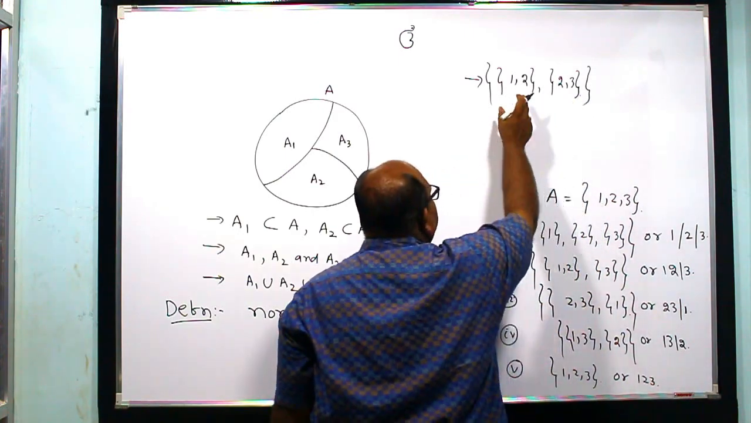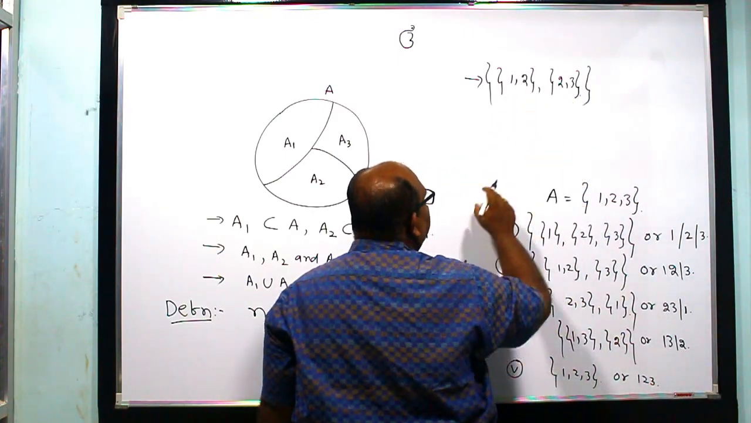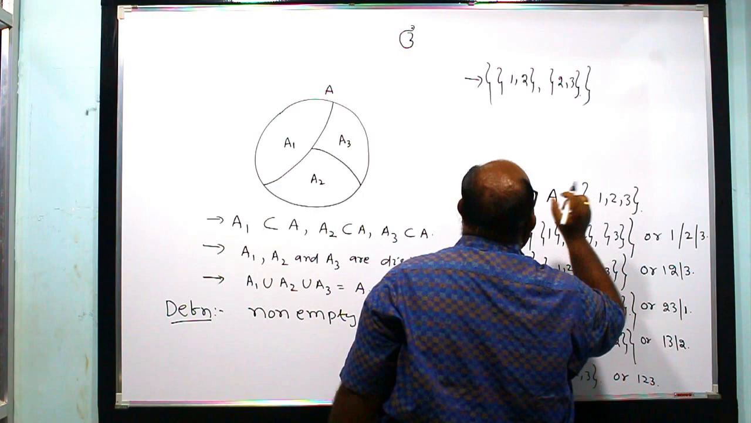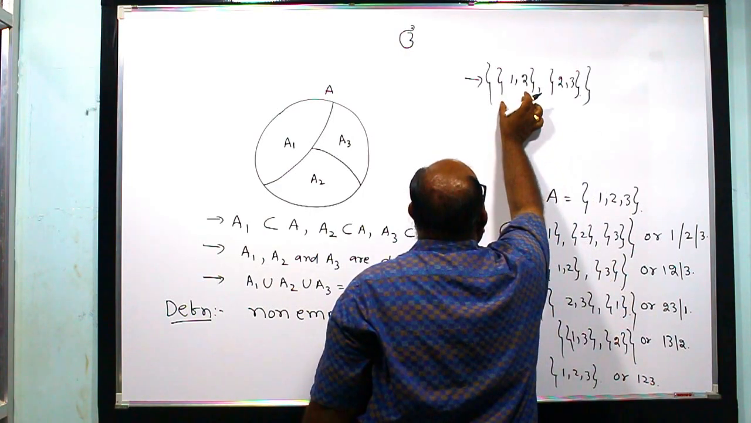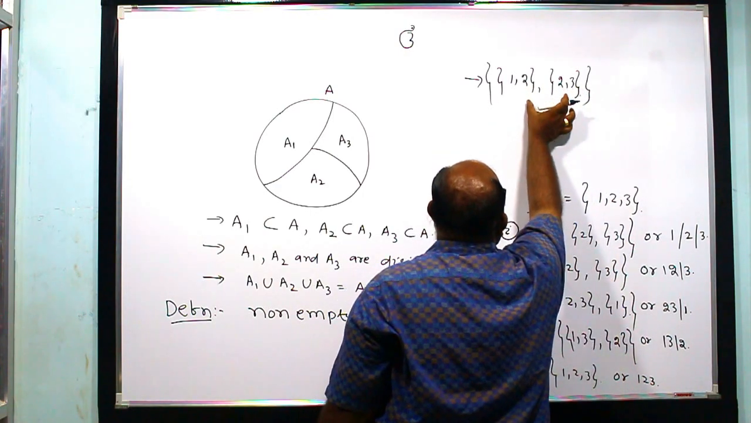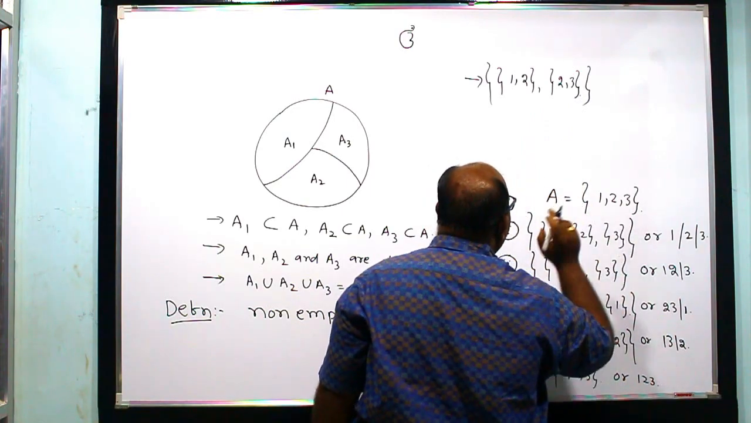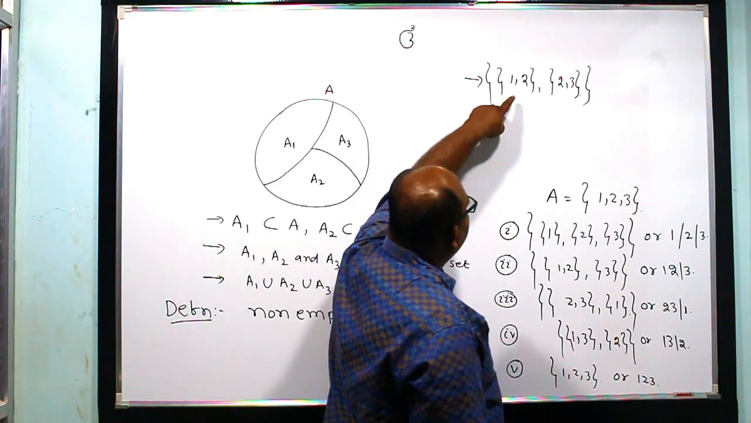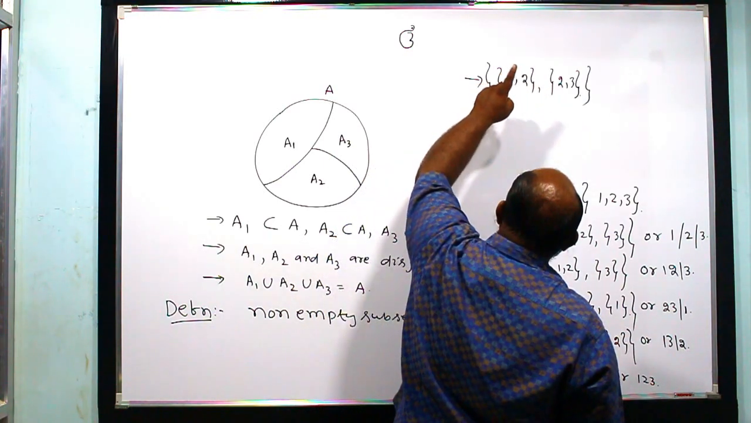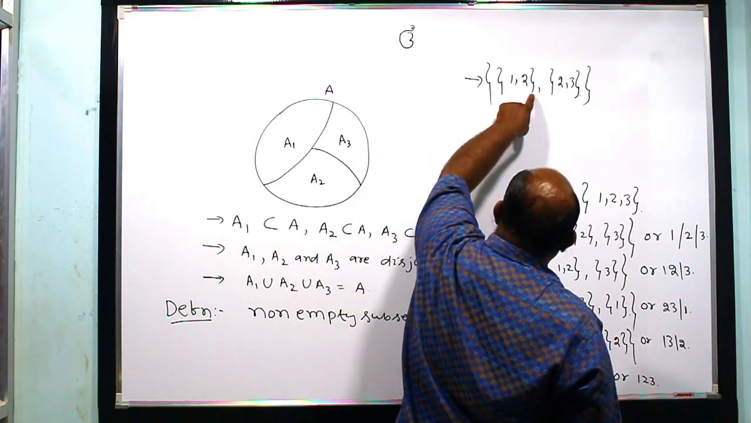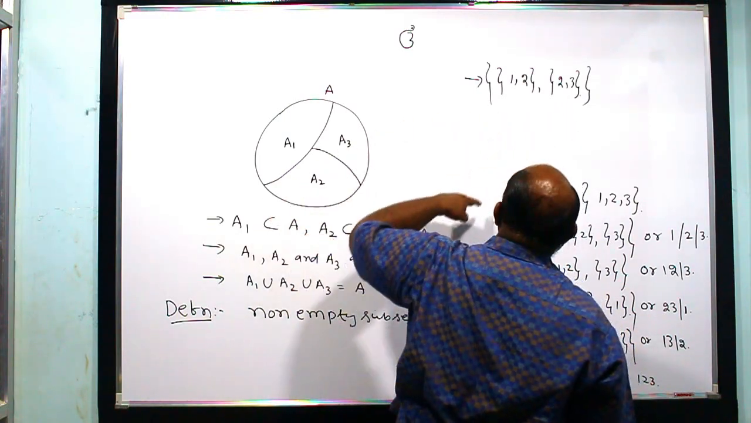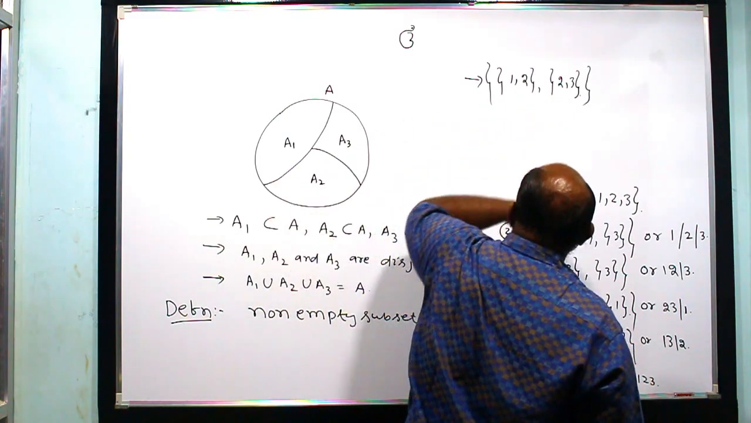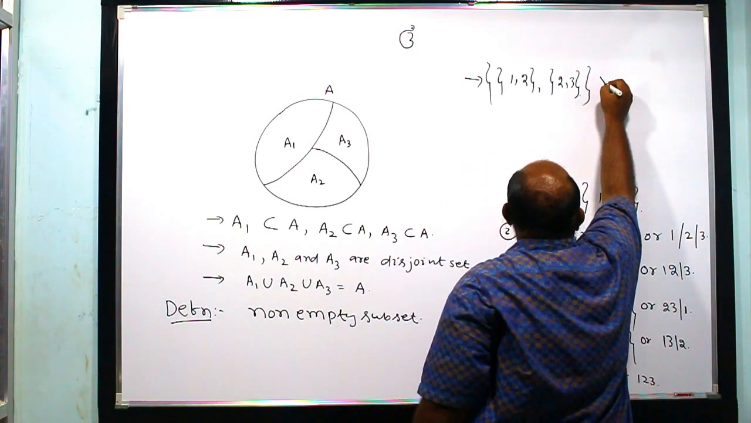Now here also {1, 2} is a subset of A, {2, 3} is a subset of A. If {1, 2} and {2, 3} undergo union, then we get the set A. So is it a partition? No. One condition fails, they must be disjoint. Partitions must be disjoint, but they are not disjoint, so this is not a partition.